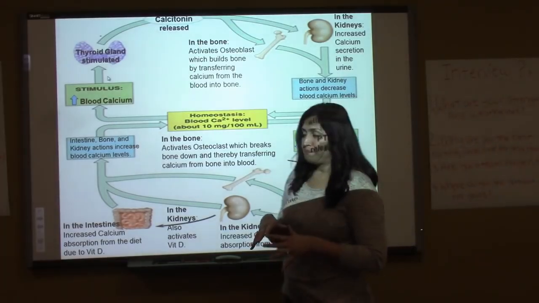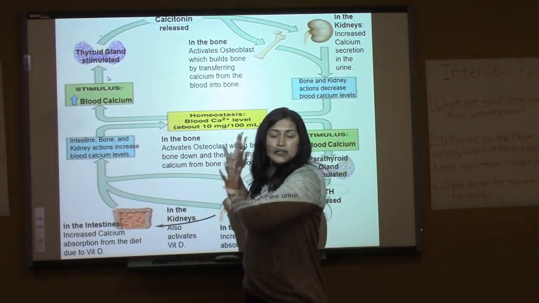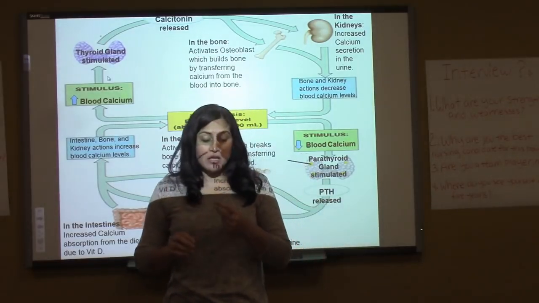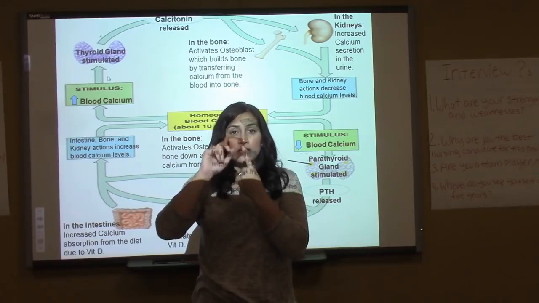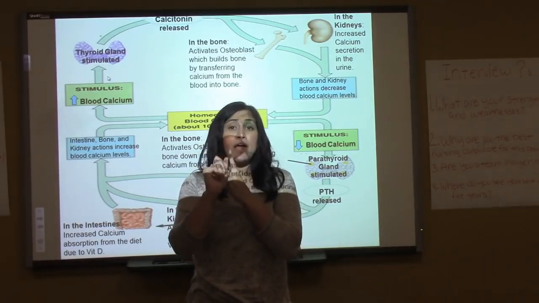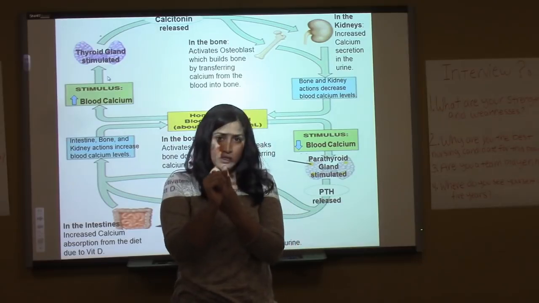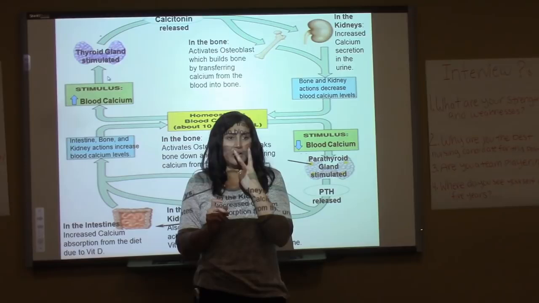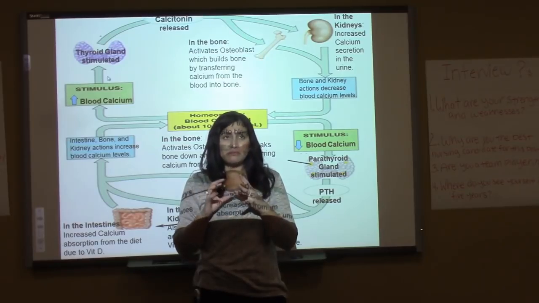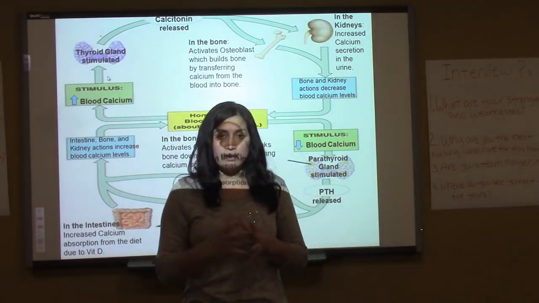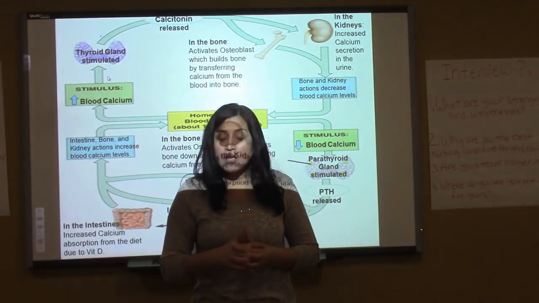Okay, so before you actually look at this and get confused, it's very simple. You need to just remember that calcitonin decreases blood calcium levels, whereas parathyroid hormone increases blood calcium levels. They work on similar organs or glands or tissues in our body.